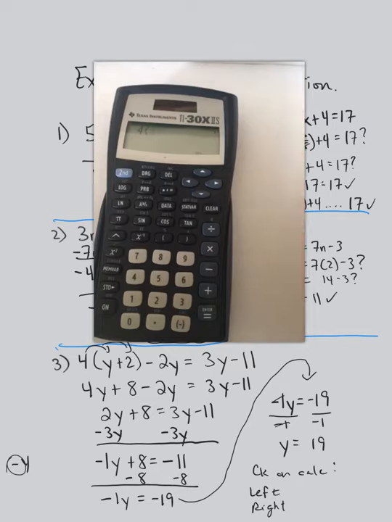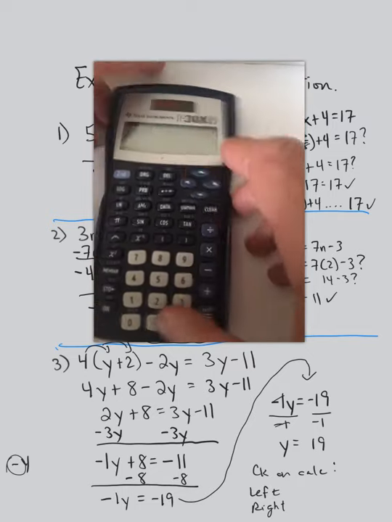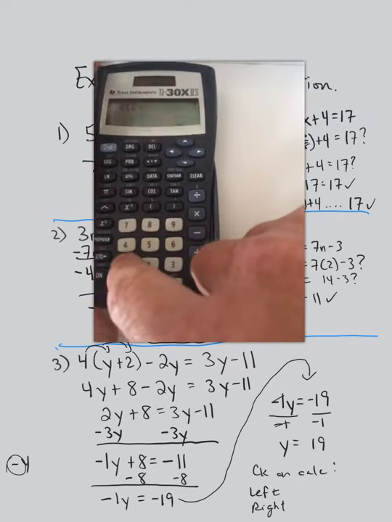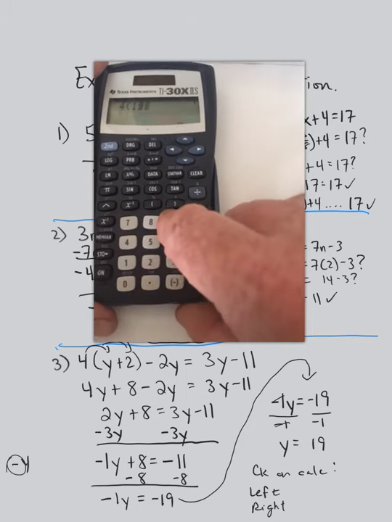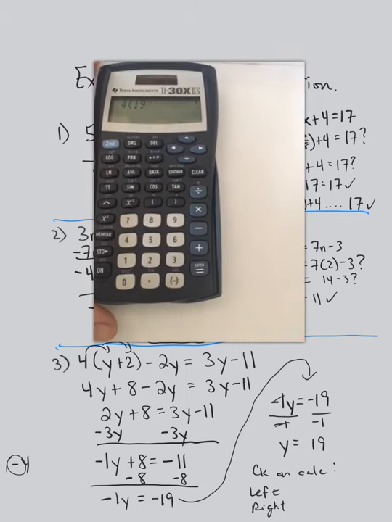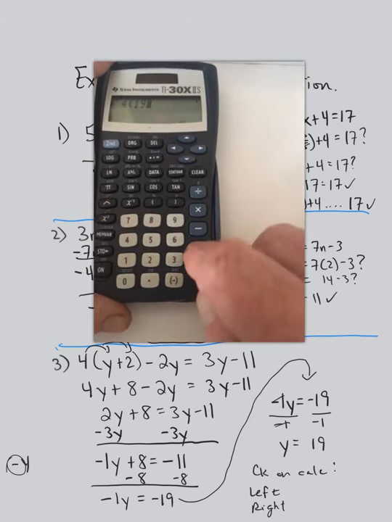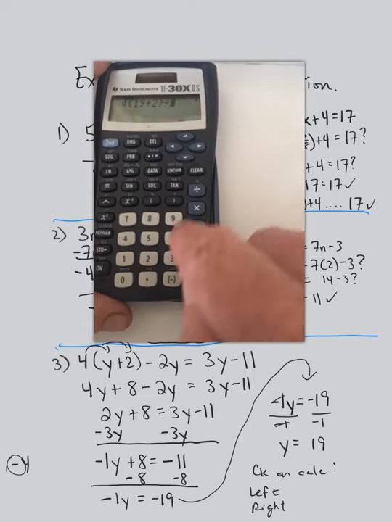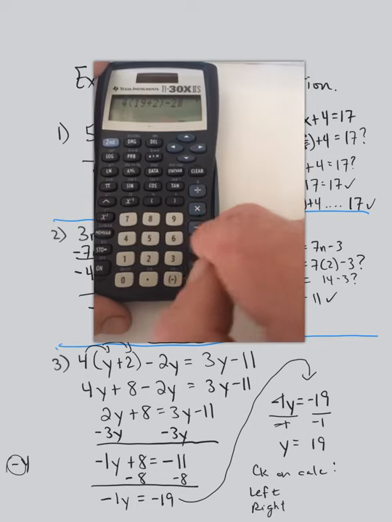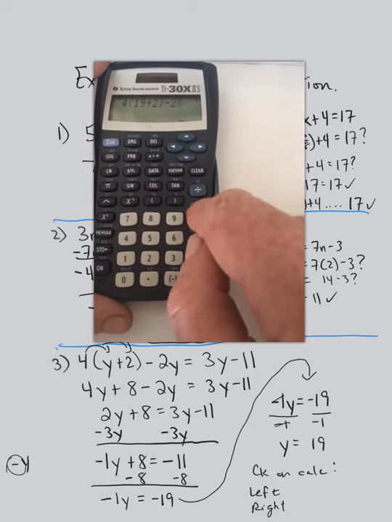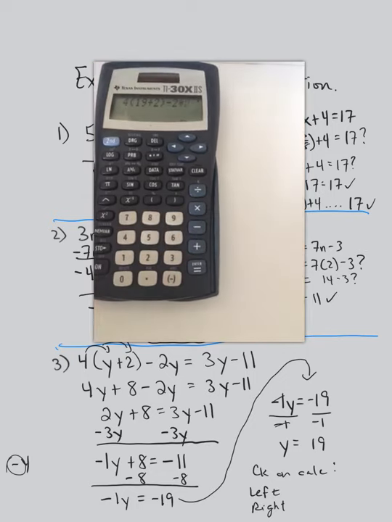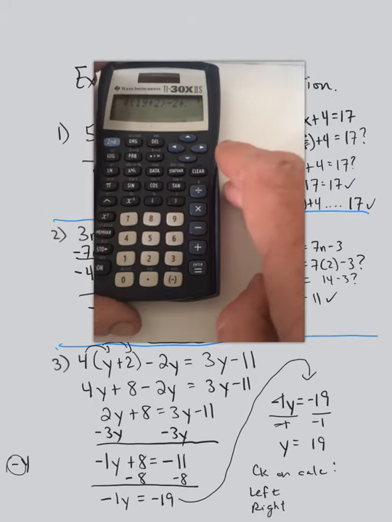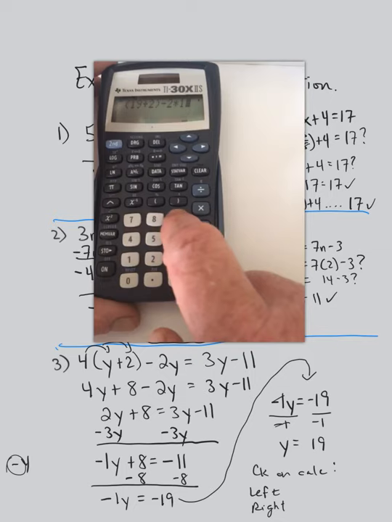So 4 parentheses, don't forget those parentheses. And then we think that y is equal to 19. So my calculator's a little jumpy today. So we have 4 times 19 plus 2. I'm just filling in 19 for y. And then minus 2. This is one place where you got to remember that that's a times. But if I typed just 2 with 19 next to it, it would think that I'm saying 219. So we get 2 times 19.